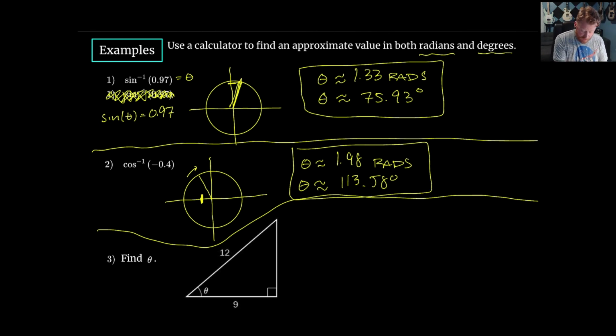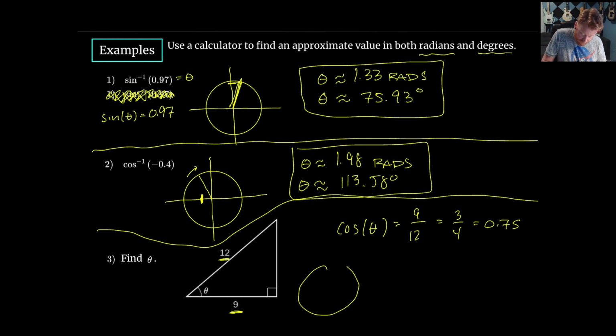So those were just kind of arbitrary questions. Here we're given a right triangle and asked to find this angle theta, which is more of an application that we might see as we want to use these inverse trig functions. What we have here is we know the adjacent side and the hypotenuse. So the cosine of theta is going to be the adjacent side, 9, over the hypotenuse, which is 12. This is 3 over 4, which is also 0.75. Before I put this into a calculator, let's see if I can approximate what this value should be.